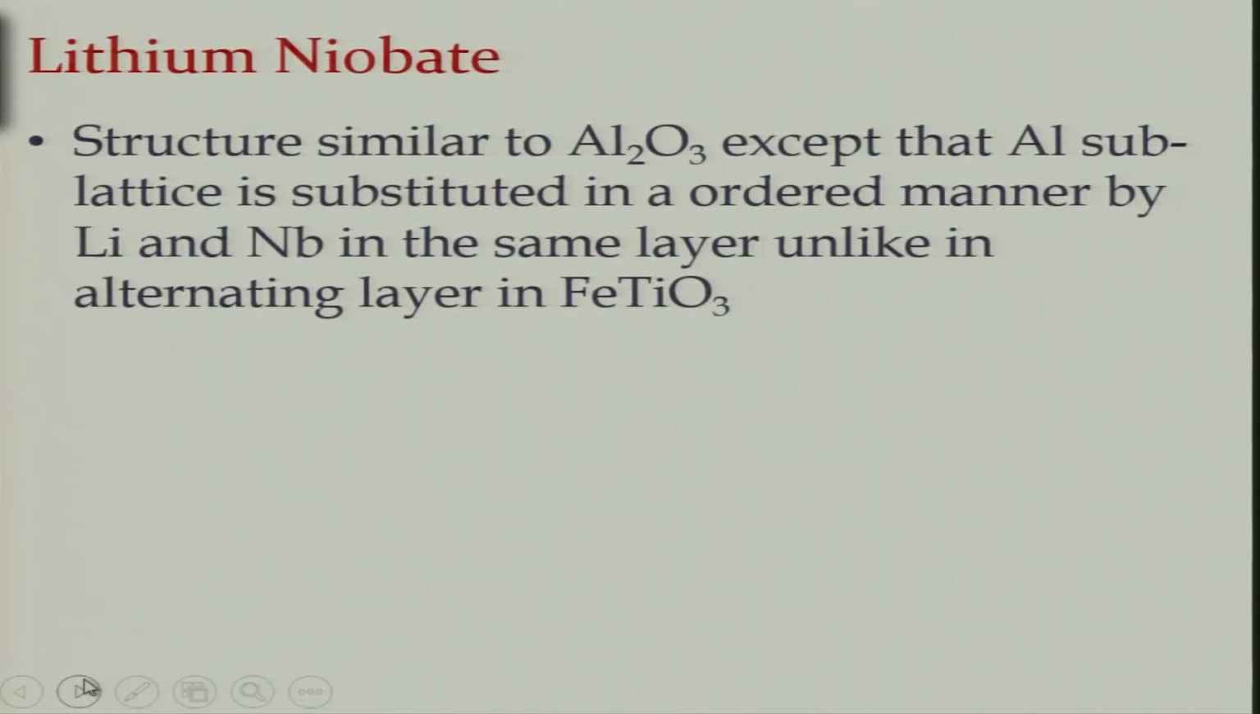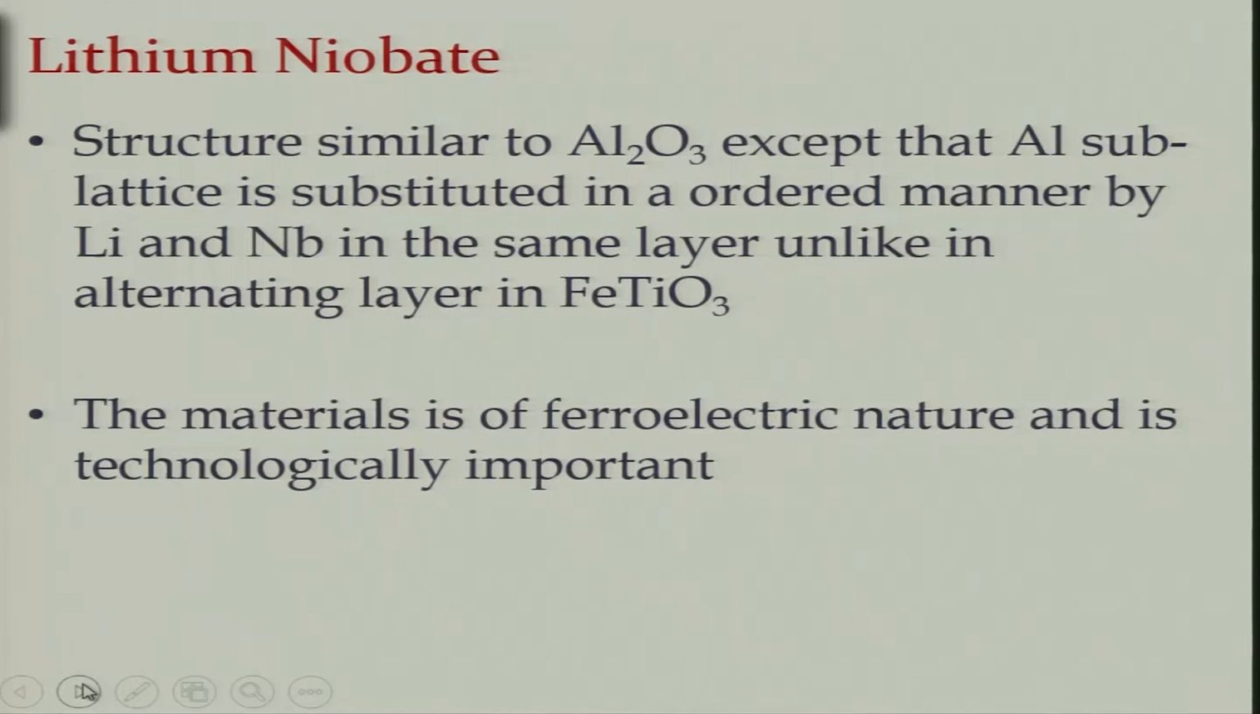Again, another variant is lithium niobate, which is similar to the alumina structure, except that in the previous case we had one layer of iron, then titanium. Here you will have, in the same layer, alternating lithium and niobium atoms. We will see how this structure goes in the next slide, but this is a very important material, lithium niobate.